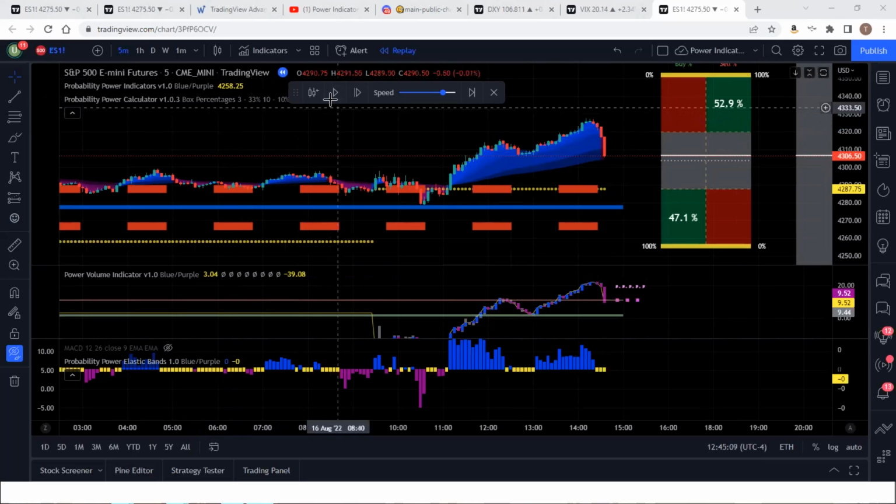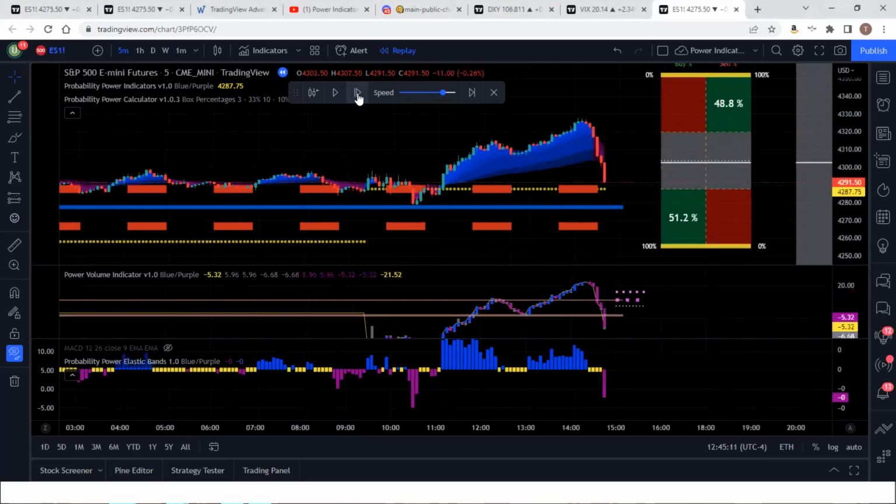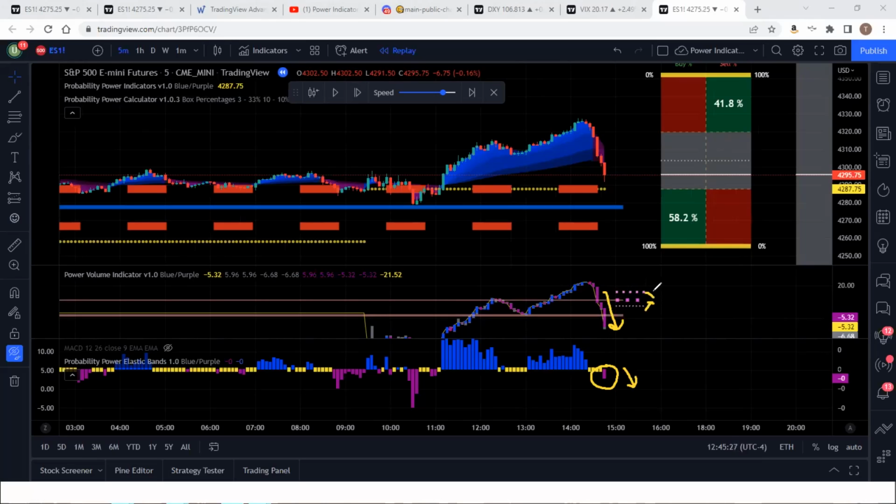So let me advance it even a little more. And so here you go. You even have confirmation with the elastic bands now pointing down. Volume indicator is going through these support levels, pointing down, and is below these retracement levels. They're all pink, showing that those are all resistance now. We have, again, a purple cloud pointing down. So now we have our down move signaled to us.